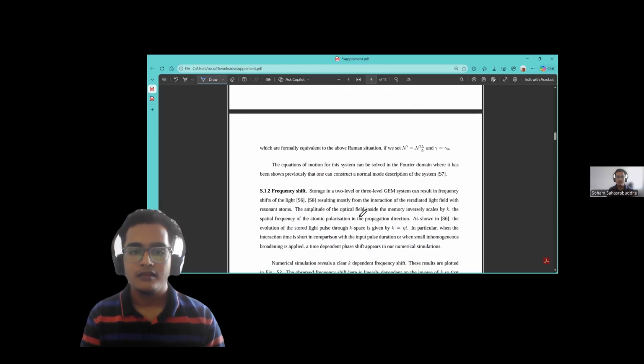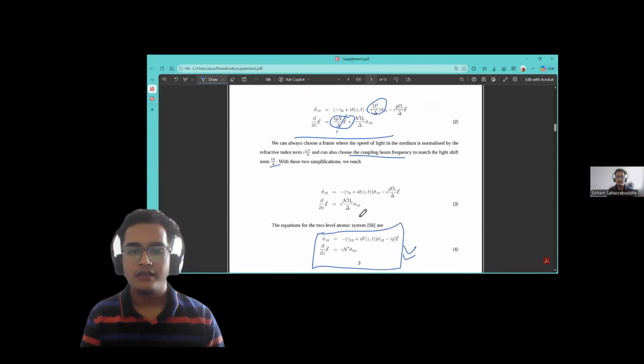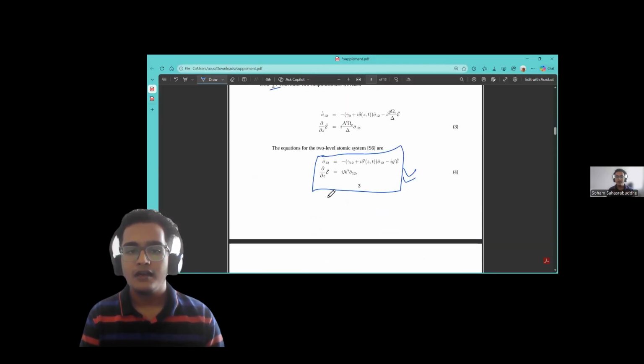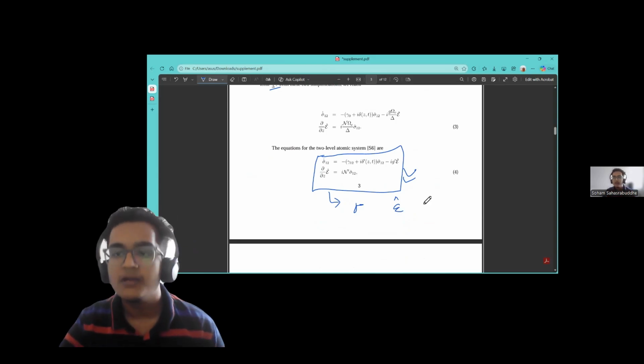So that is the part where, after numerically solving this, we will get sigma and E. Now we are concerned with the E value, which we will further use to generate quadratures using multi-mode thermodynamics reconstruction. So let's move to the actual code.